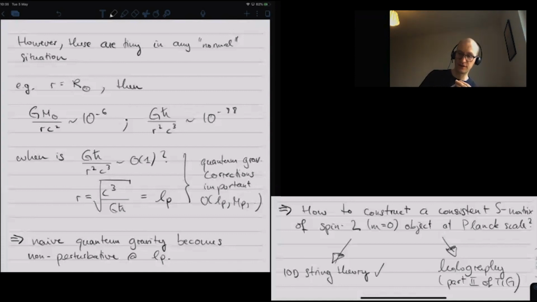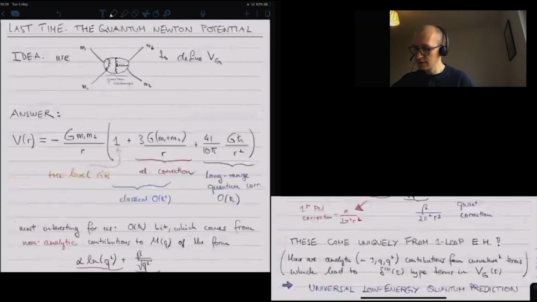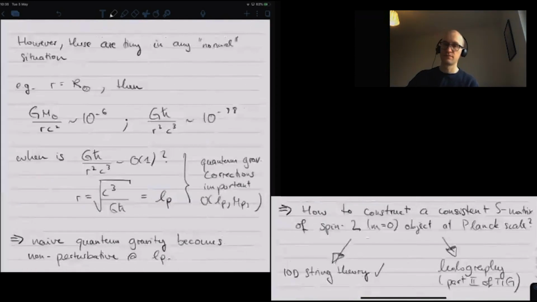Right, Manus, you had a question. Yes, thanks. I have two questions. One is about the factors of c in the equation on the previous slide. Did you put them equal to 1? Yes, I did. And the other question is whether curvature squared terms could actually contribute at a smaller or at a larger scale than the Planck scale. So why aren't they more important than these quantum corrections?